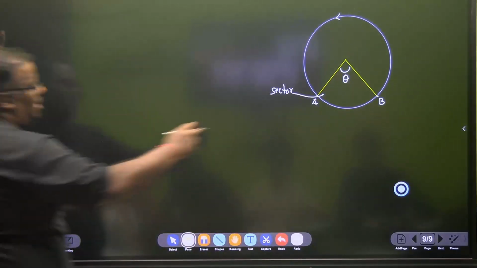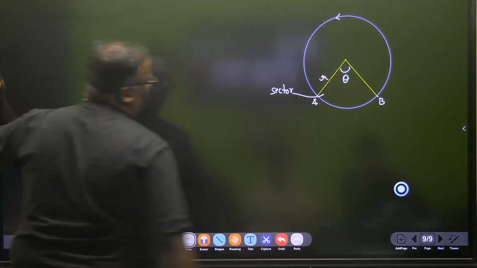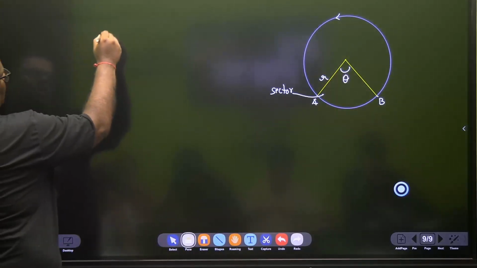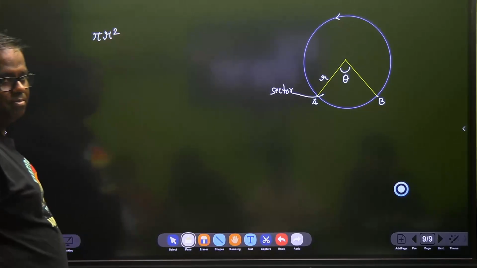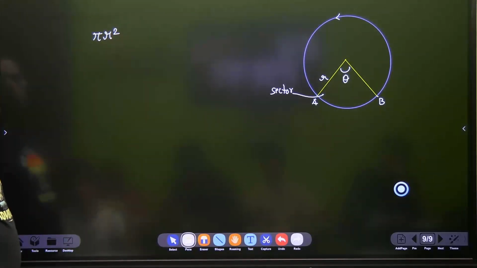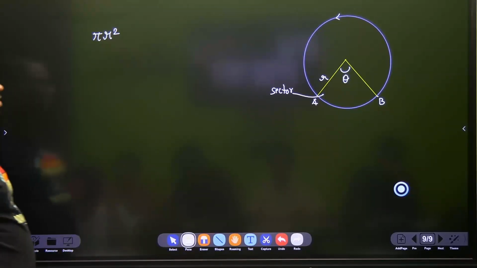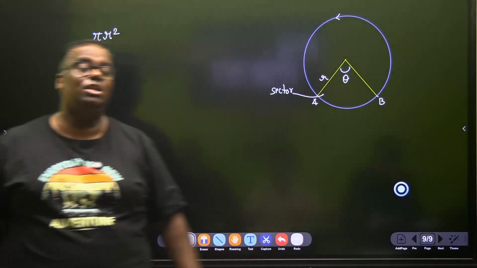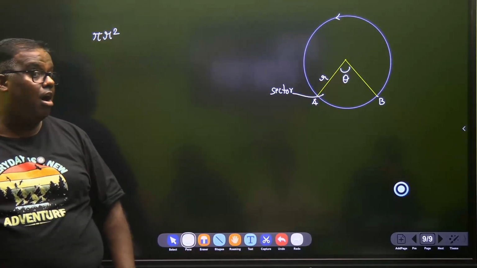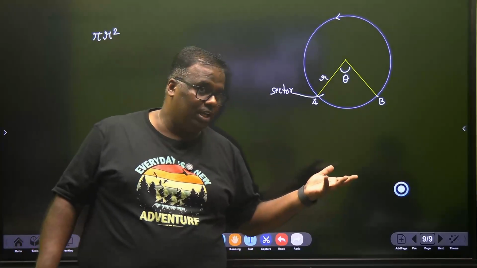Now just see. Let's say the radius of this circle is r. What is the area of the circle? Pi times r square. Do you agree? Right? Now we need to find out the area of the sector. Formula wise it's very easy, but let's understand. When you ate this much portion with this as 90, how much did you eat? 1/4 of the area.